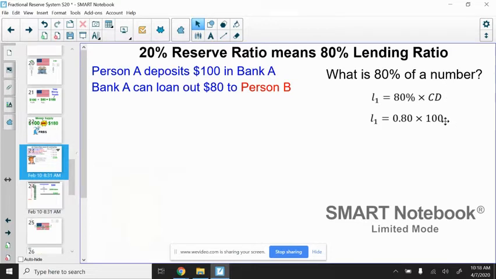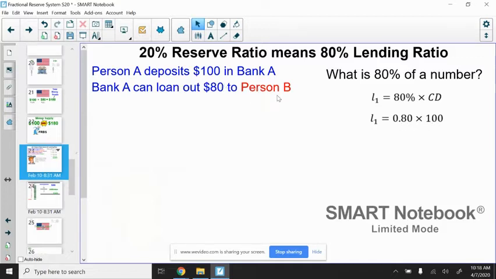So in this case, person A deposited $100. The reserve ratio is 20%, which means the lending ratio is 80%. Therefore, the amount of loan that a bank can loan out is found by multiplication. 100 times 0.80, or more importantly, 100 times 80 hundredths is simply $80.